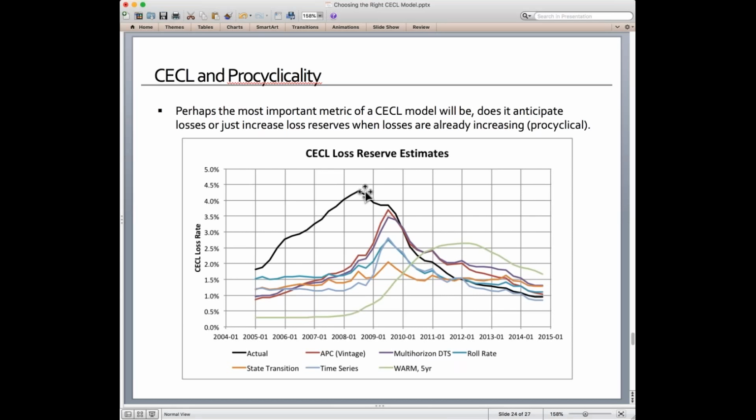So the black line on here is perfect foresight. This is what CECL wishes it could be. If in January 2008 you knew what the future total lifetime losses were going to be for the portfolio that you had on that date, it would be equal to 4% of the portfolio. Now that's pretty high, but that's what happened to us.